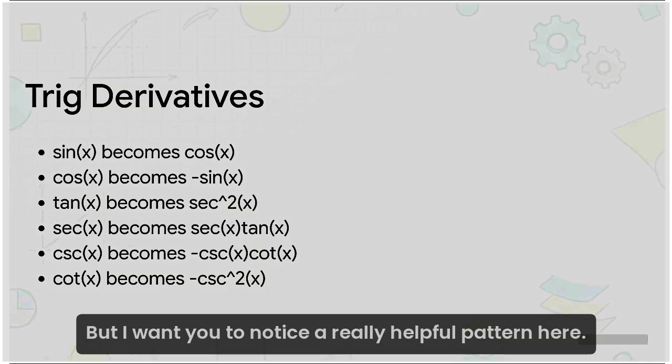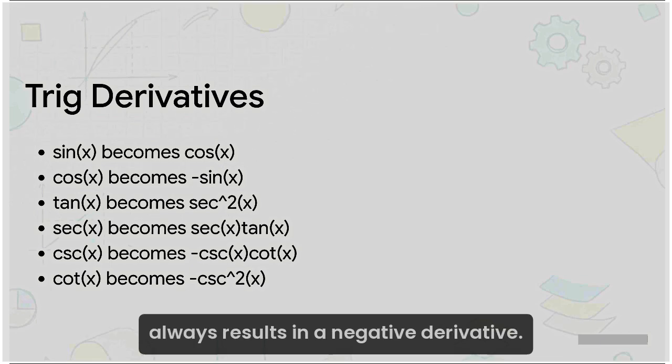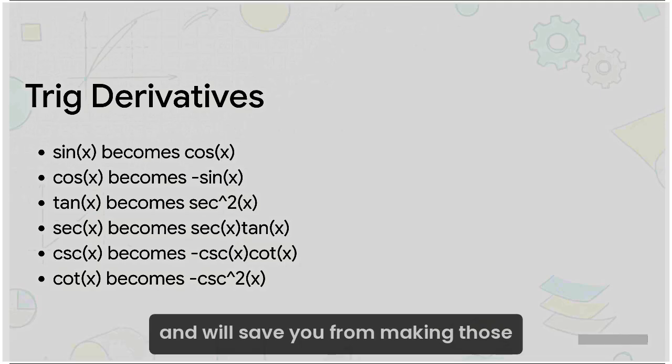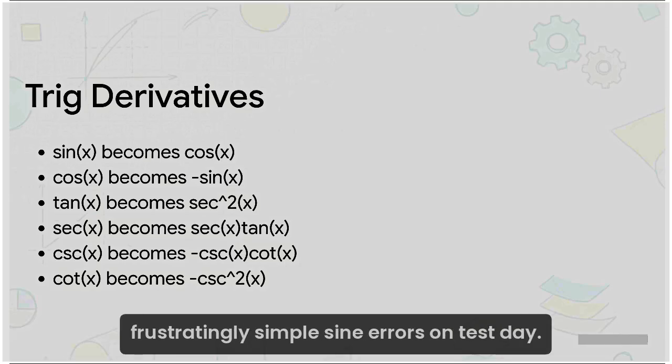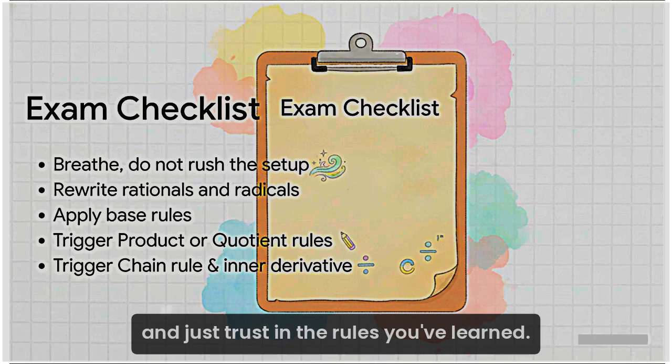But I want you to notice a really helpful pattern here. Every co-function, cosine, cosecant, cotangent, always results in a negative derivative. Memorizing that single pattern is a total game changer and will save you from making those frustratingly simple sign errors on test day. So take a look over this rapid review checklist and just trust in the rules you've learned.